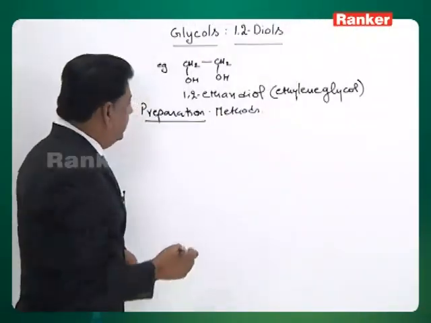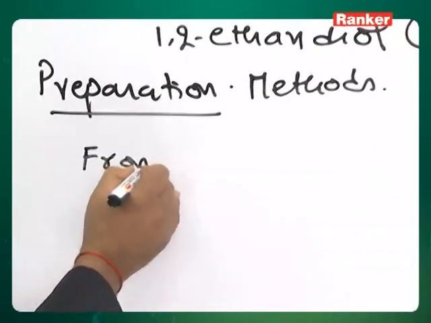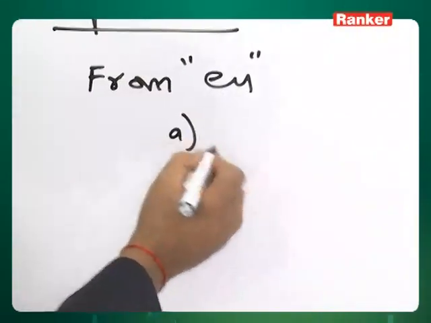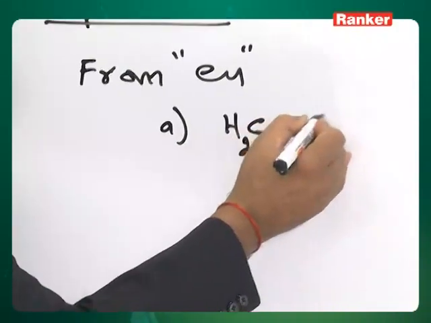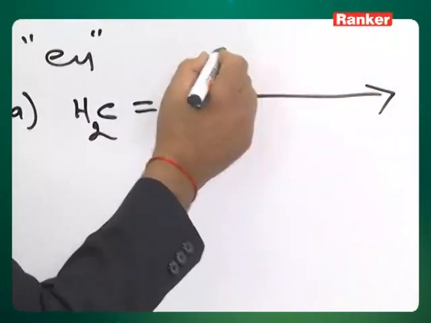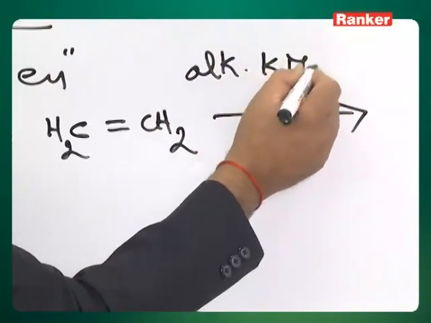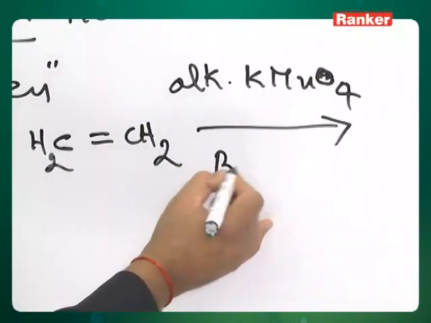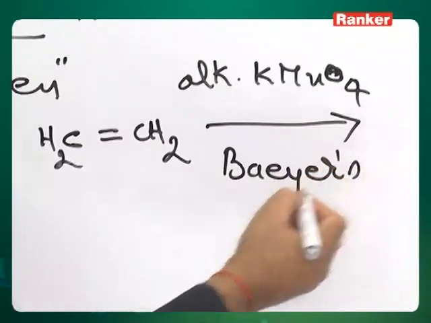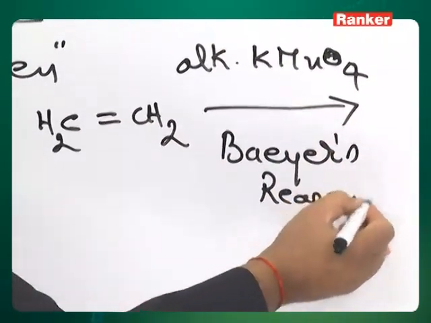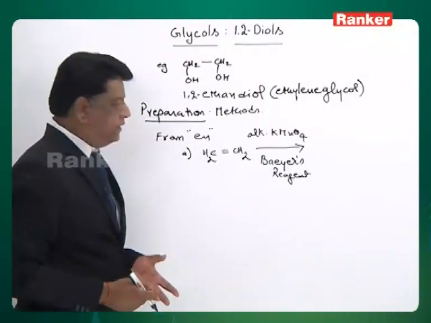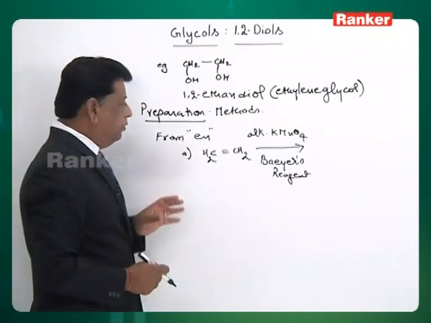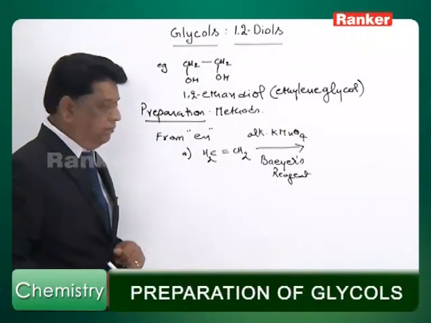Many methods are from alkenes. From alkenes we can readily convert. The first method: you take ethylene, add alkaline KMnO4. This alkaline KMnO4 is also known as Bayer's reagent. Acidified permanganate is a little strong oxidizing agent. This is a basic medium. Permanganate in KOH or potassium carbonate, you dissolve it, and that solution we use as Bayer's reagent.